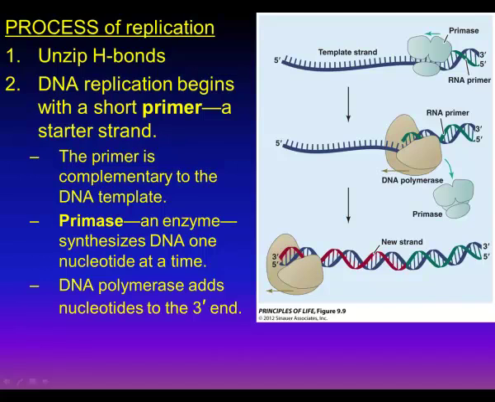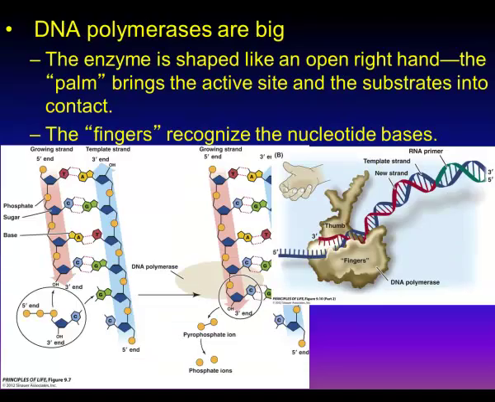Let's take a closer look at DNA polymerase, the enzymes that are involved in catalyzing the synthesis of these phosphodiester bonds. These are really interesting enzymes. They're very big, and they have what we call a very high processivity. This means it's able to very quickly catalyze a large number of reactions in a fairly short period of time.